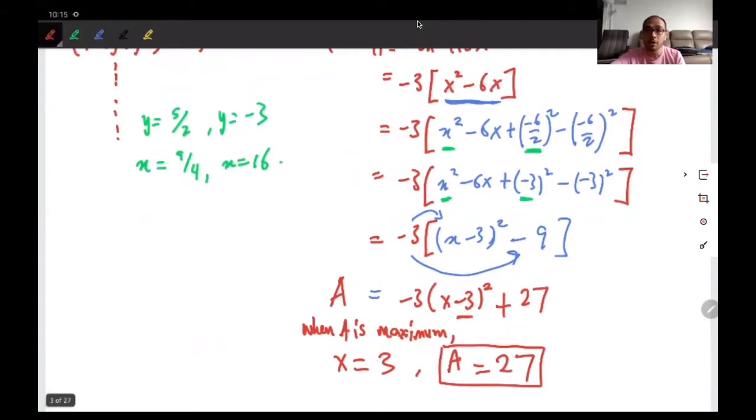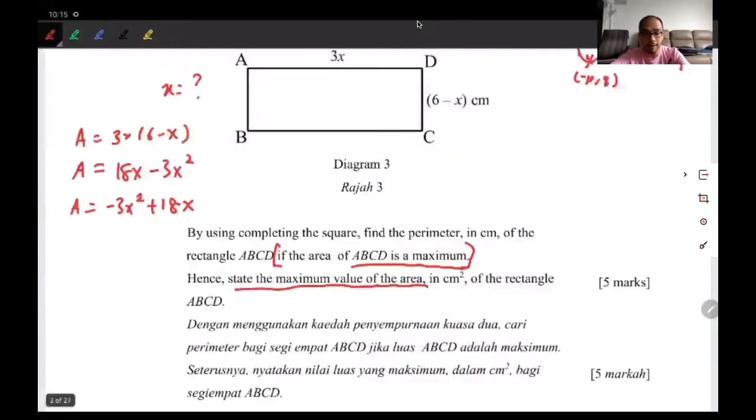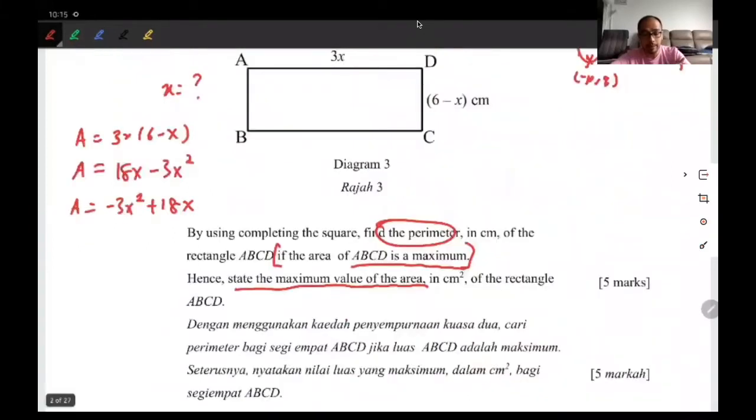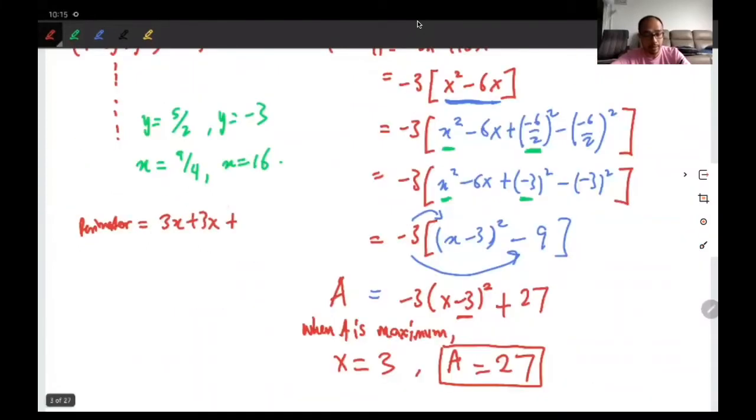But of course, the question is asking you to find the perimeter. So the perimeter is 3x plus 3x plus 6 minus x, twice. 6 minus x plus 6 minus x. You substitute the 3 in here. So you get 3 times 3 plus 3 times 3 plus 6 minus 3 plus 6 minus 3. And then you will get the final answer, 24.